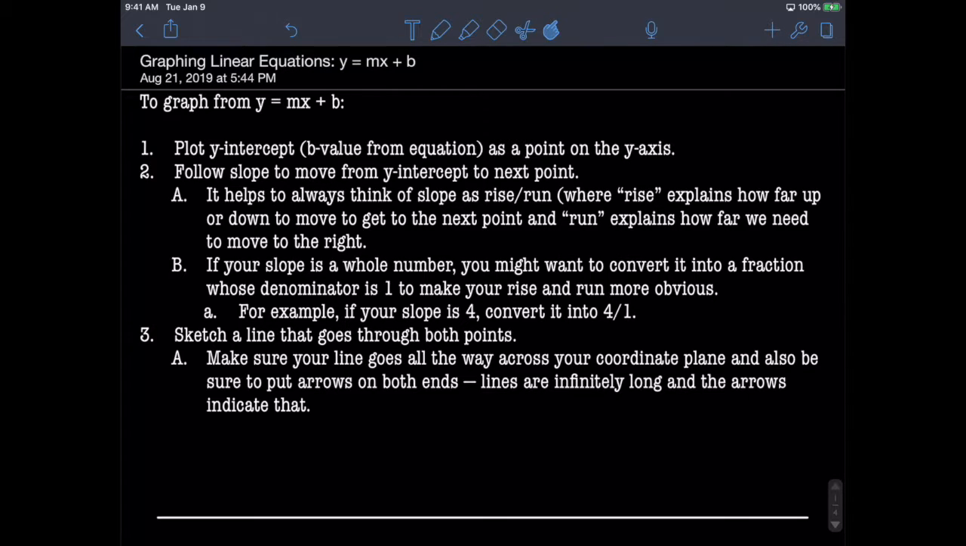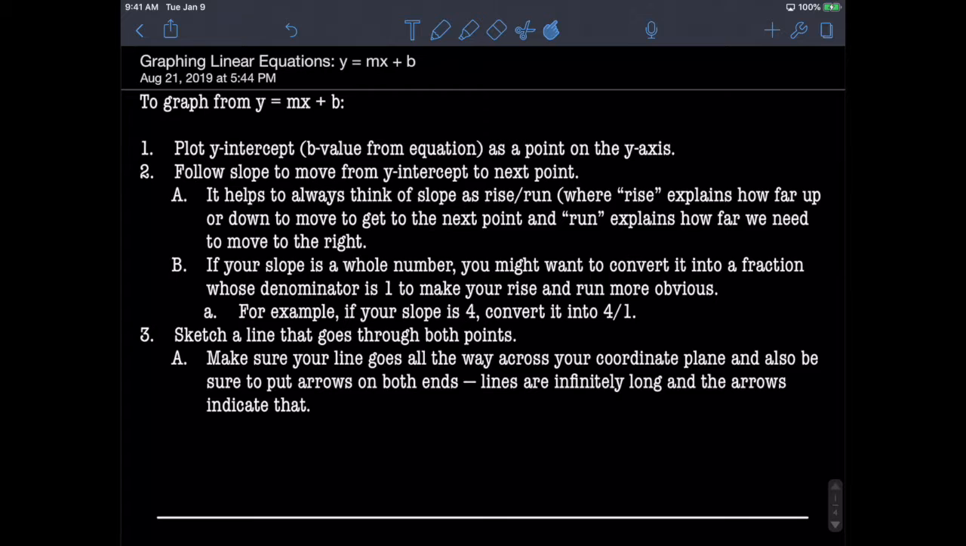Also, if your slope is a whole number, try converting it to a fraction whose denominator is 1. For example, in this problem, if the slope is 4, then we convert it to 4 over 1. This puts it into rise over run, making it very easy to move to the next point.